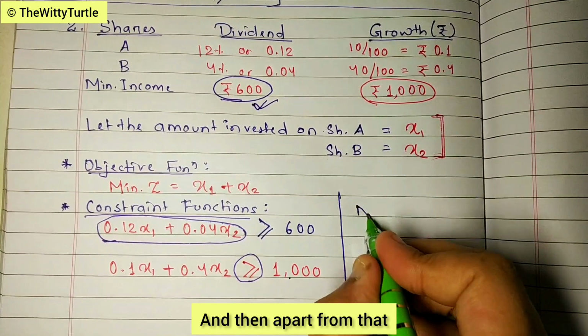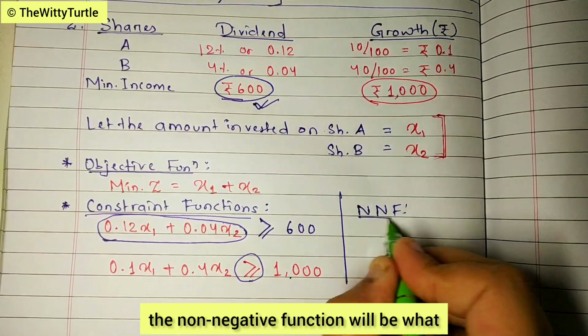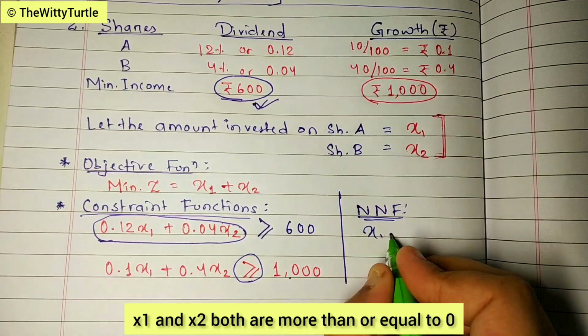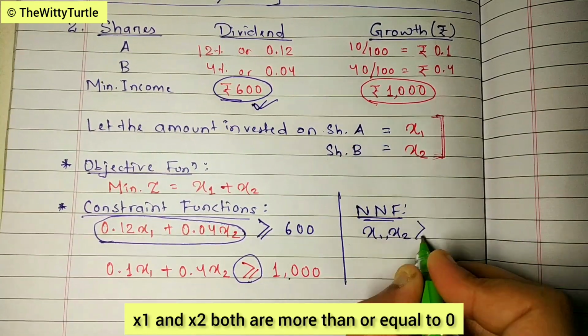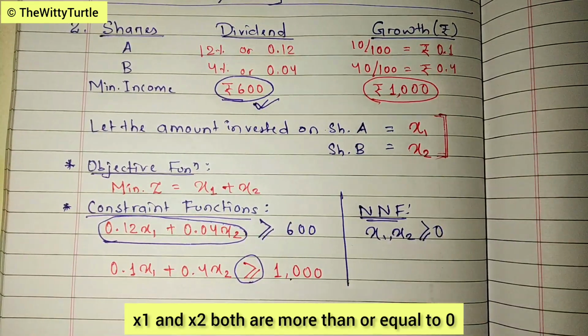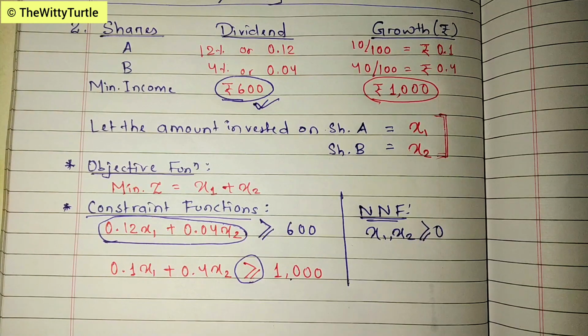And then apart from that, the non-negative constraint will be what? x1 and x2 both are more than or equal to 0. They are not negative. Right? I hope this question is clear now.